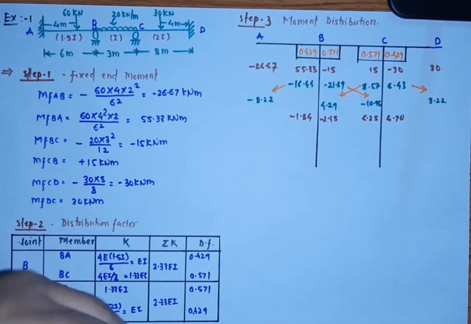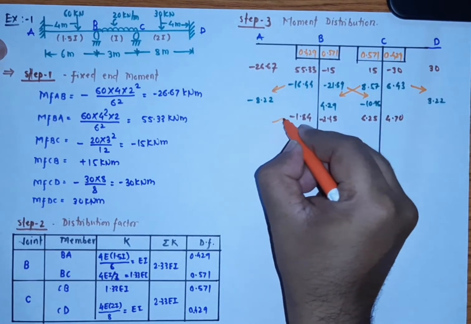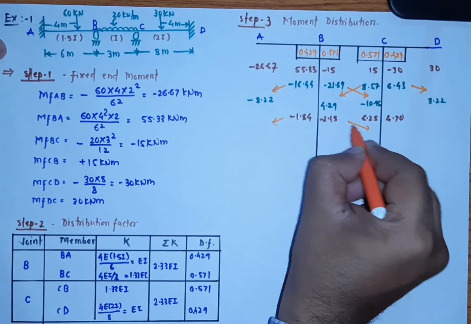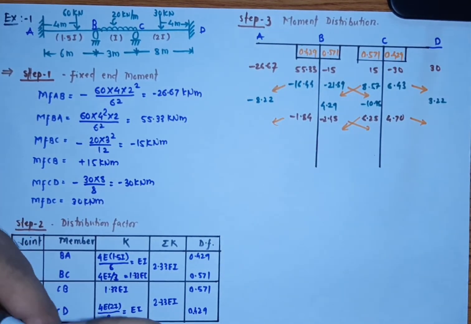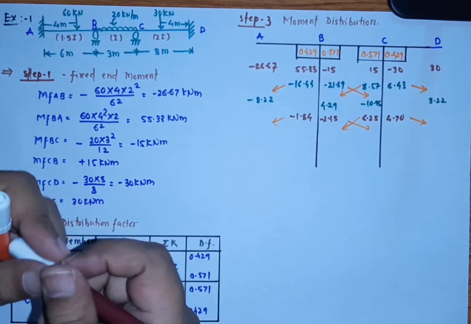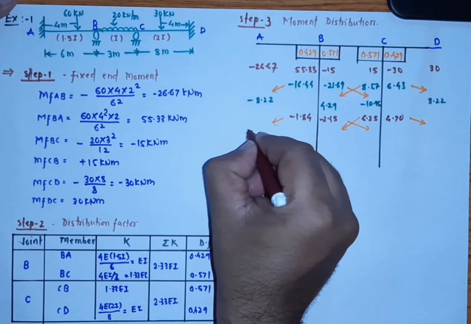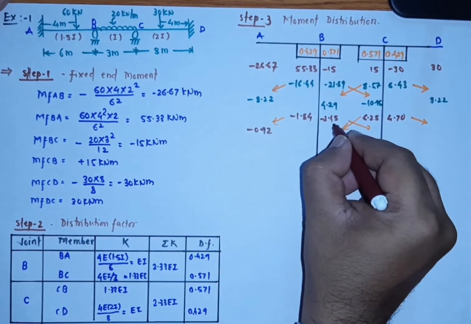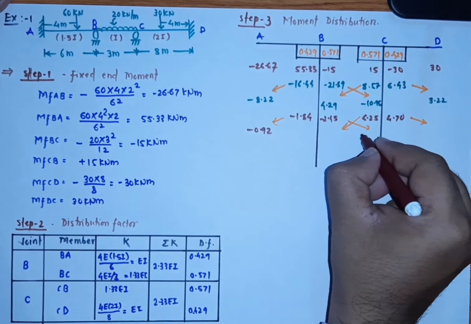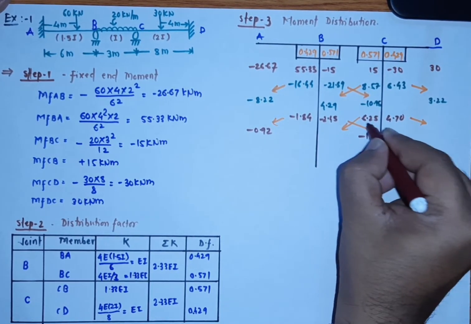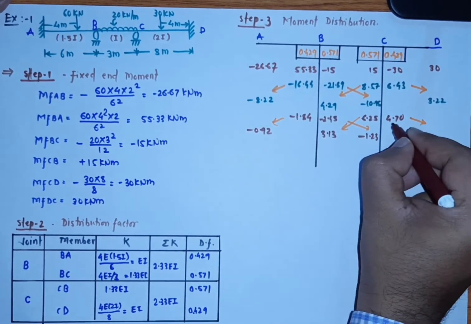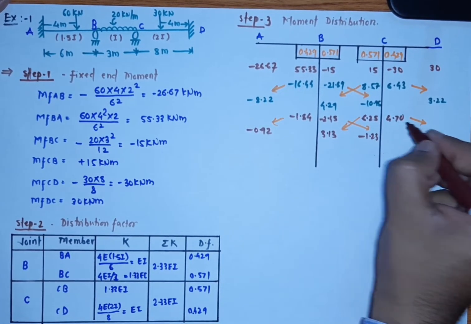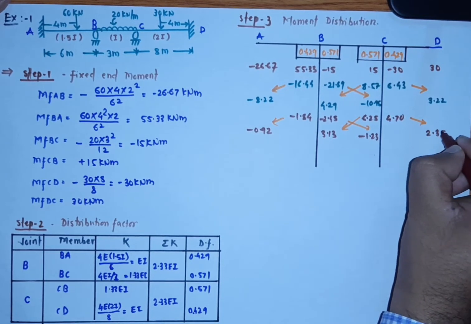Next is what? We have to transfer the moments. So as it is, whatever we transferred, half will be transferred from each to the fixed end. So these values will be 1.84 divided by 2, it will be minus 0.92, minus 2.45 divided by 2, it will be minus 1.23, 6.25 divided by 2, it will be 3.13, 4.70 divided by 2, it will be 2.35.